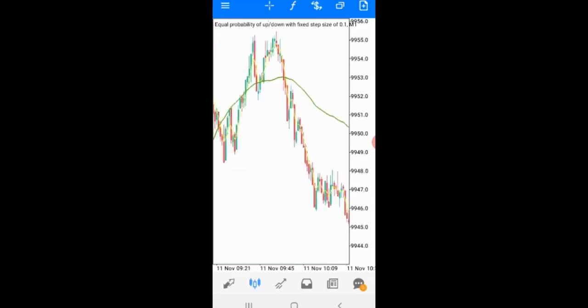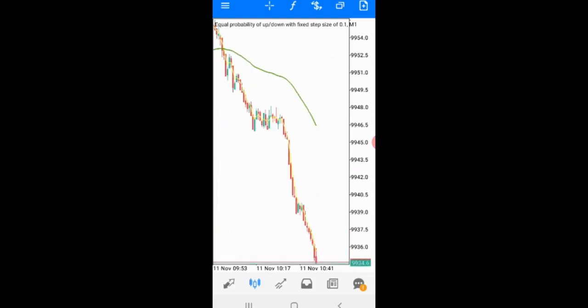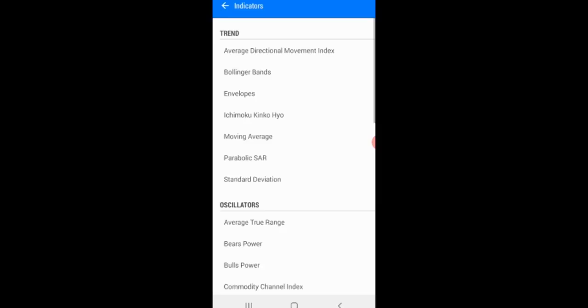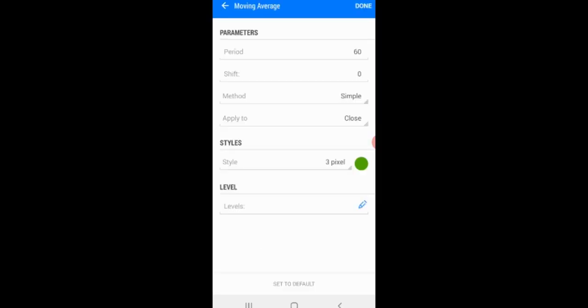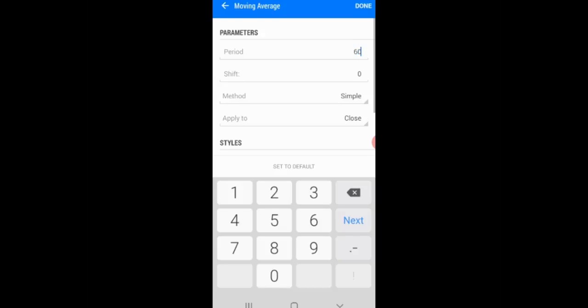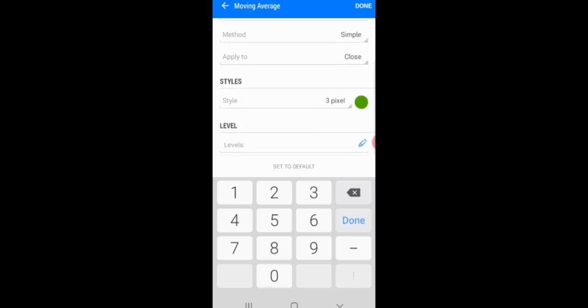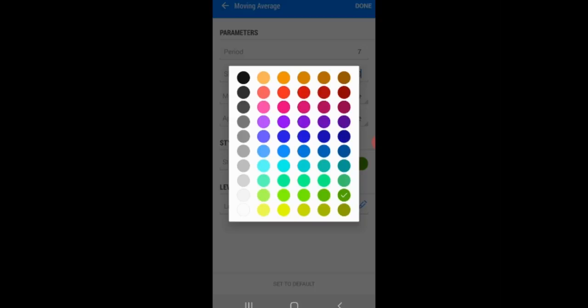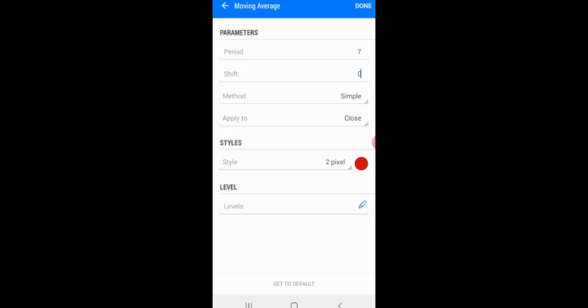Okay, so the next, we are going to take another moving average. This strategy works well, so just follow it well and understand. This time we're using period 7 for the moving average. Period 7, shift 0, simple. Apply to close as well, but this time we are using 2 pixel. We change the color to, let's take red. So this is it.